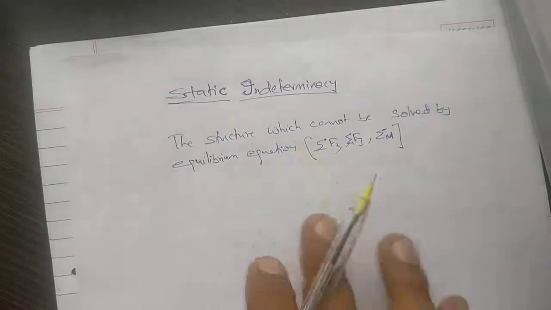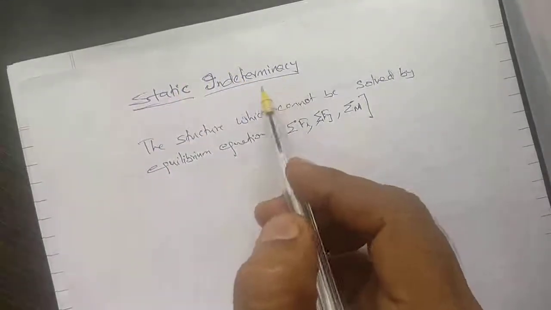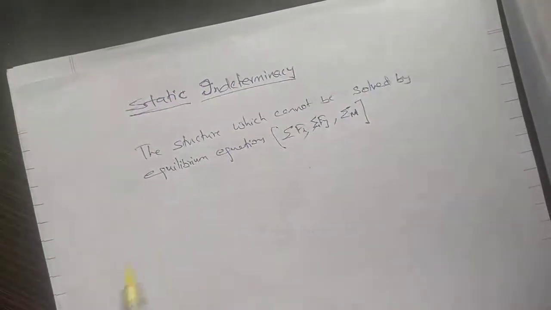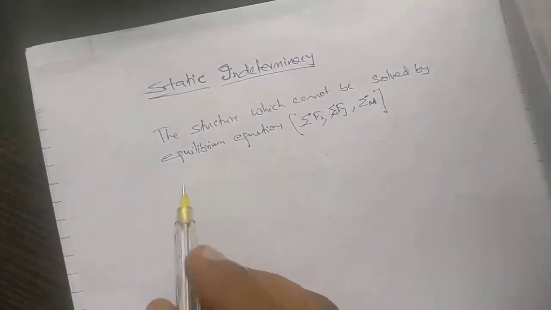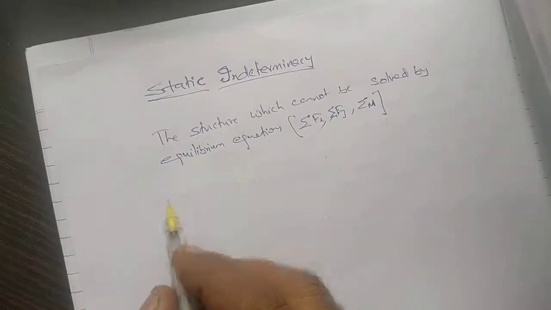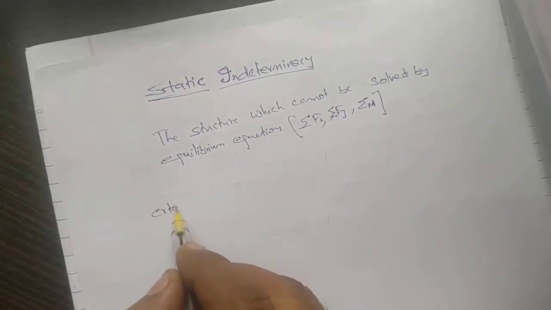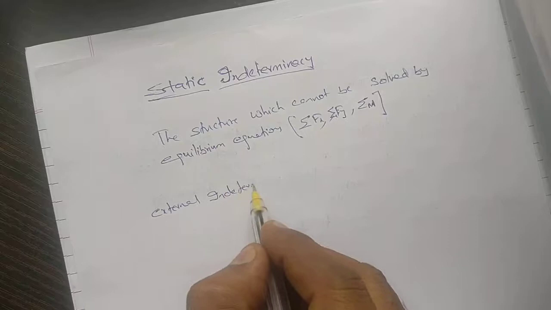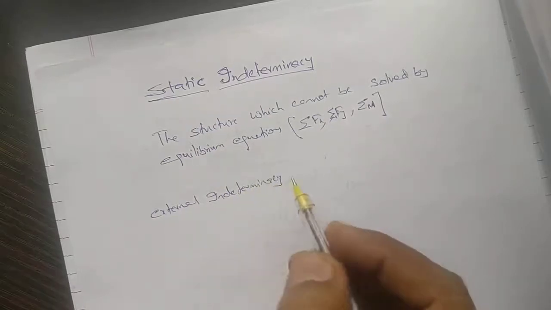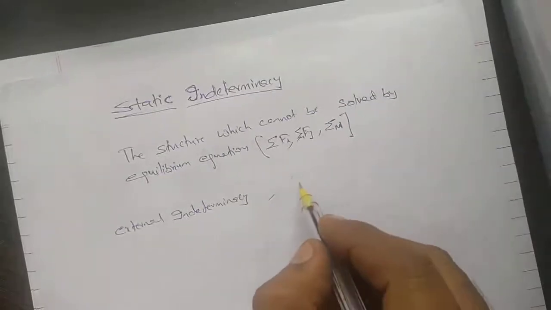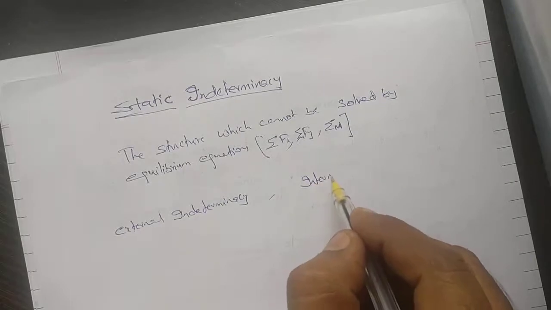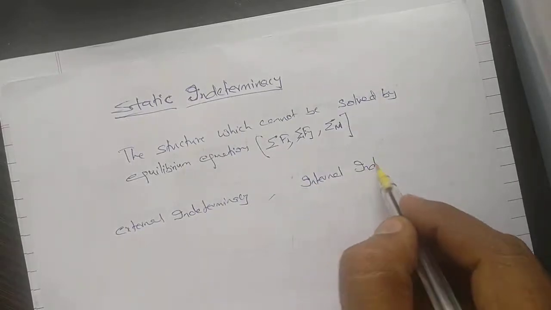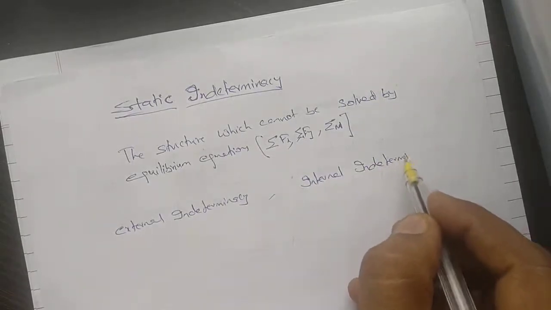So first of all, we will understand static indeterminacy. What is the degree of indeterminacy? For example, we have external indeterminacy and internal indeterminacy.